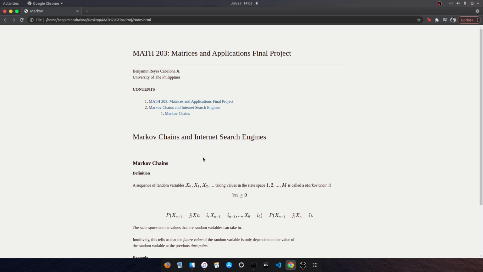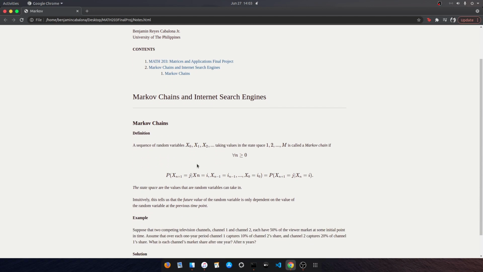So let's start. I know that this is a linear algebra course, but I think it's important if we take a look at the probabilistic definition.